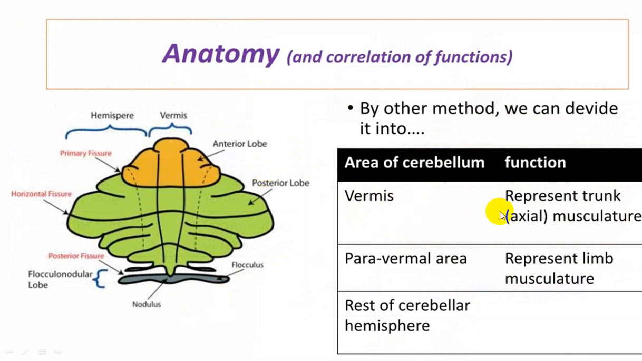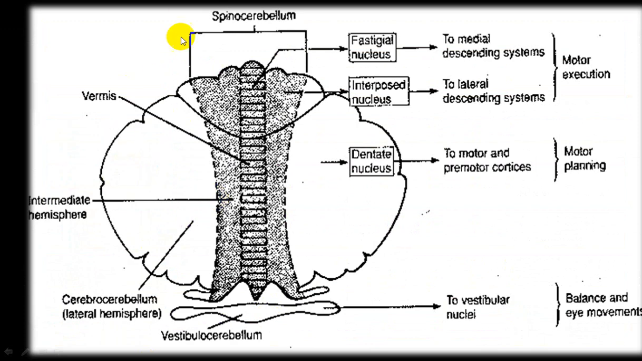Vermis represents the truncal musculature control. The paravermal part is limb musculature, and the rest of the cerebellar hemisphere is for the rest of the body. So it is concerned with motor execution, motor planning, balance, and eyeball movement. The flocculonodular lobe is also called the vestibulocerebellum. It is concerned with balance and eye movement, while the middle lobe, or posterior lobe, is concerned with motor planning and motor movement, while the anterior lobe is concerned with motor execution, that is fine movements, etc.